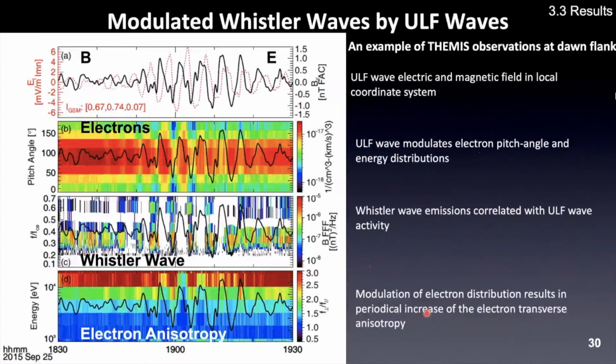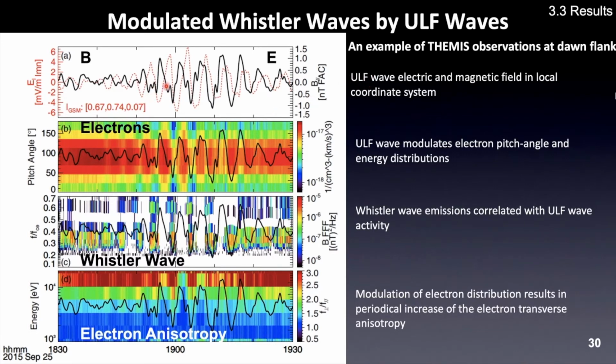Here is an example of Whistler wave observations in the downtail flank of the magnetosphere from the THEMIS observations. As shown in the top panel, the black line is the fluctuations of magnetic field. The red line is the electric field fluctuations at a period of about 5 minutes, which we call the ultra low frequency waves, ULF waves for short, as marked here.